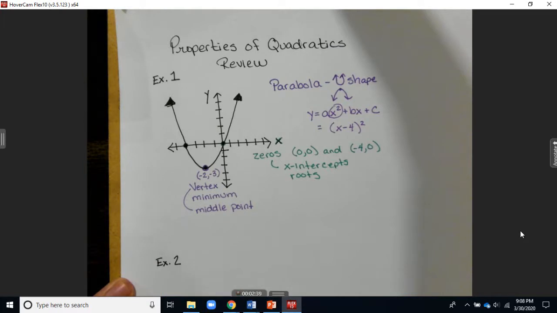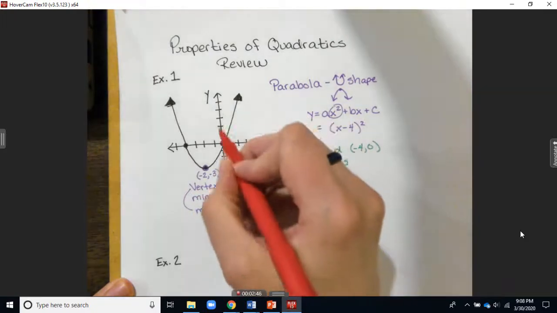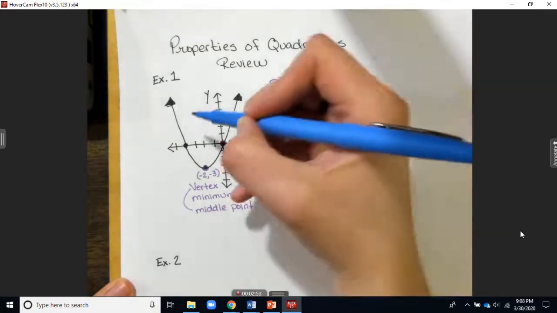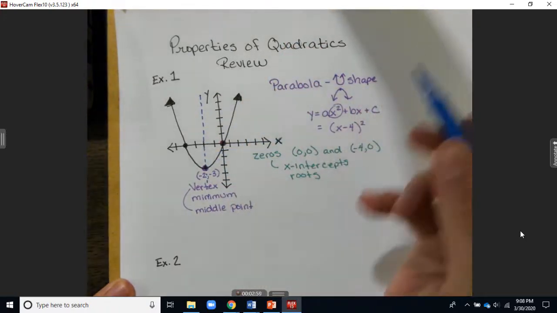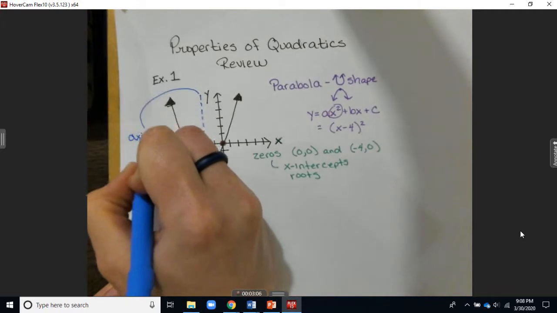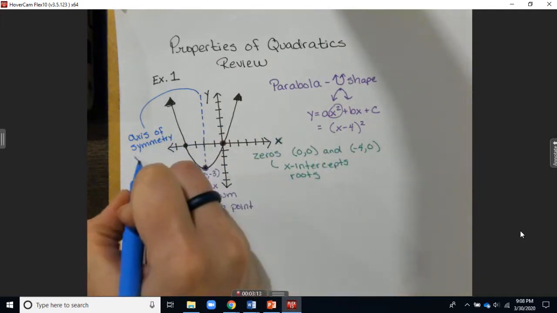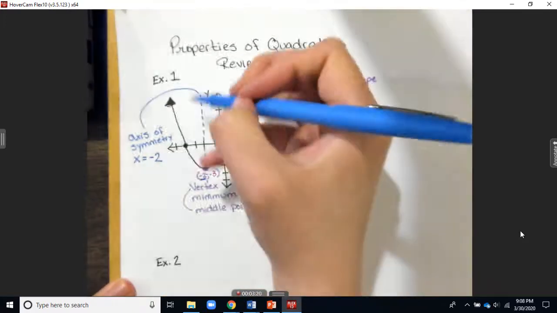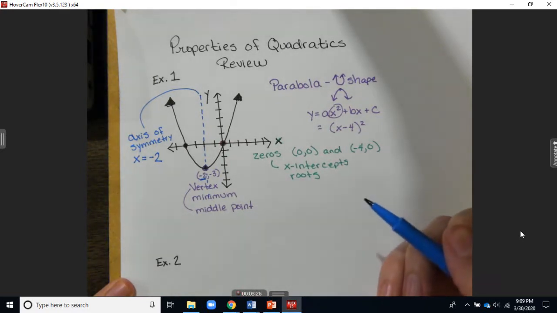And then sometimes we have a y-intercept, and in this case my y-intercept was one of my zeros because it's where it crosses the y-axis. And then the last thing that we talked about was the axis of symmetry. And the axis of symmetry cuts your graph in half. So this right here is my axis of symmetry. And the equation is x equals, and it's the x value of your vertex, so x equals -2, okay? So those are kind of all the pieces that we talked about before we left on break.